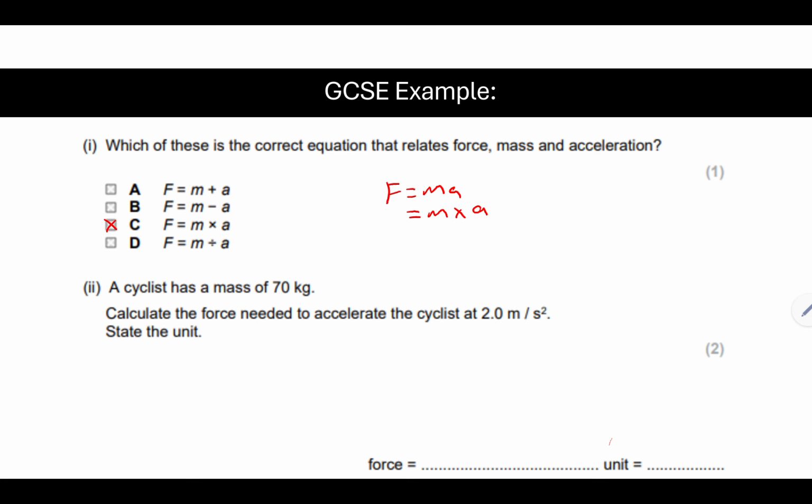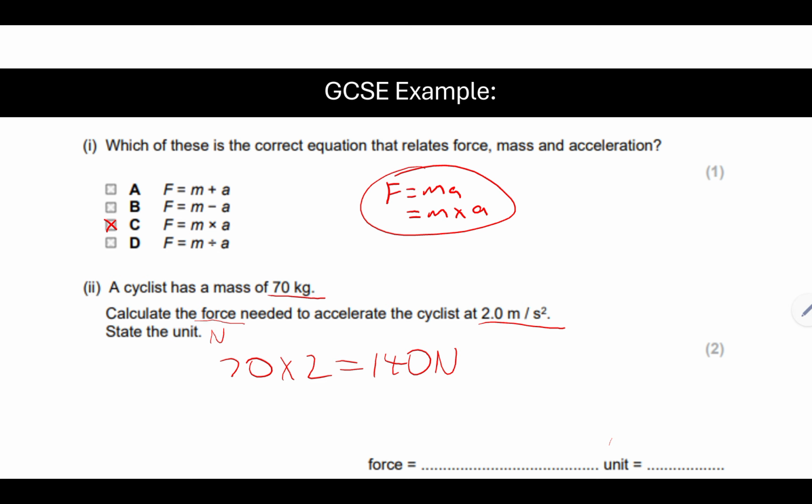Part II states that a cyclist has a mass of 70 kilograms. Calculate the force needed to accelerate the cyclist at 2 meters per second squared. State the unit. So we need to use the formula that we have over here. And so as we have the mass and the acceleration, we just need to multiply the mass by the acceleration, which is 70 multiplied by 2. And when you do that, we get 140. And as it is a force, the unit for force is newtons. So you just need to write newtons over here. So 140 and newtons.